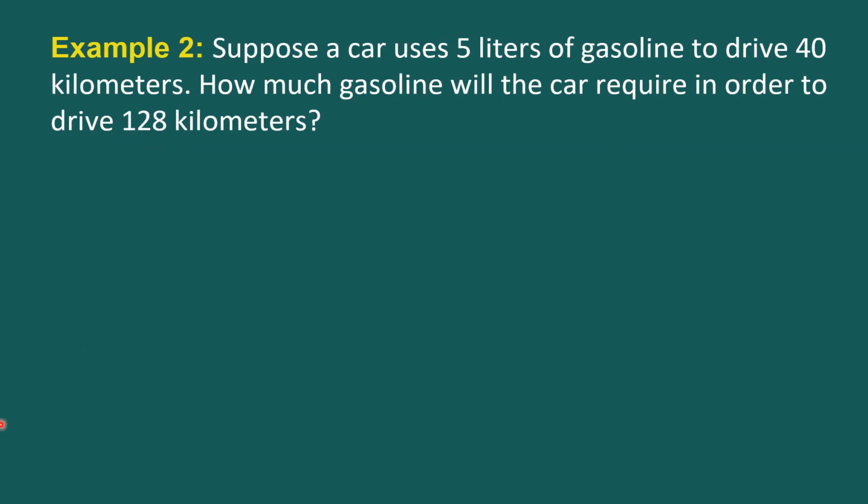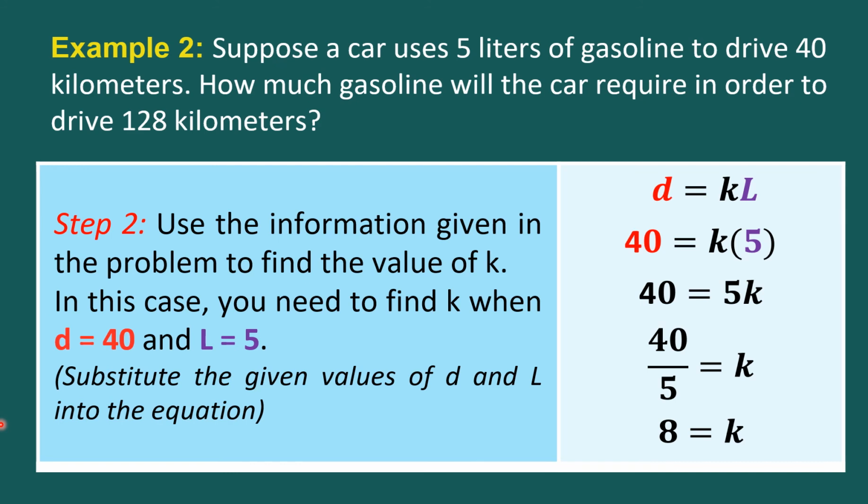Let us have step 2. Use the information given in the problem to find the value of k. Remember that the car uses 5 liters of gasoline to drive 40 kilometers. So d equals 40 and L equals 5. So we just need to substitute the values of d and L into the equation in step 1.